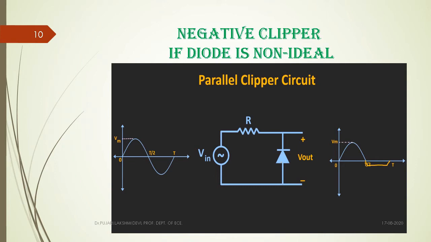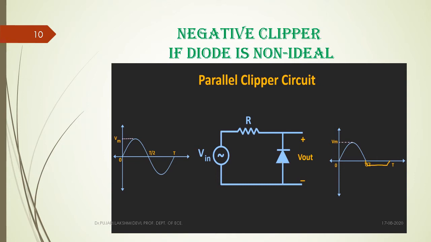That means whenever the cathode potential is higher than the anode potential, the diode is reverse biased, and then it acts as an open circuit. If it is open circuited, then the output voltage is the same as the input voltage. That's the reason the same positive half cycle is repeated here.